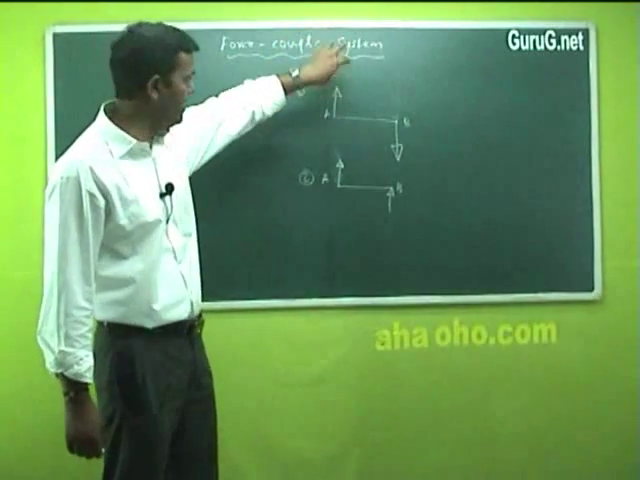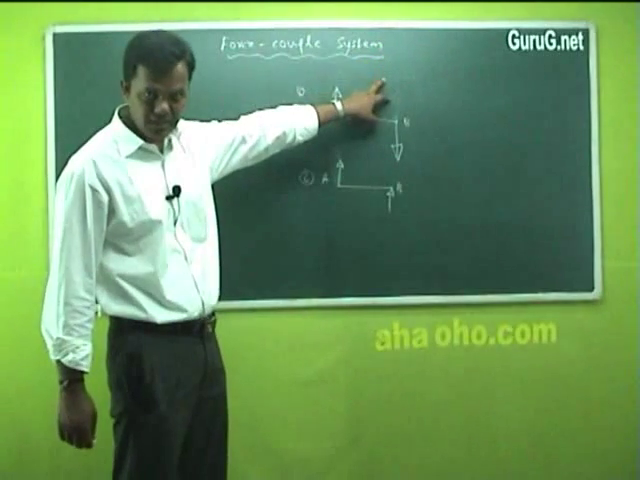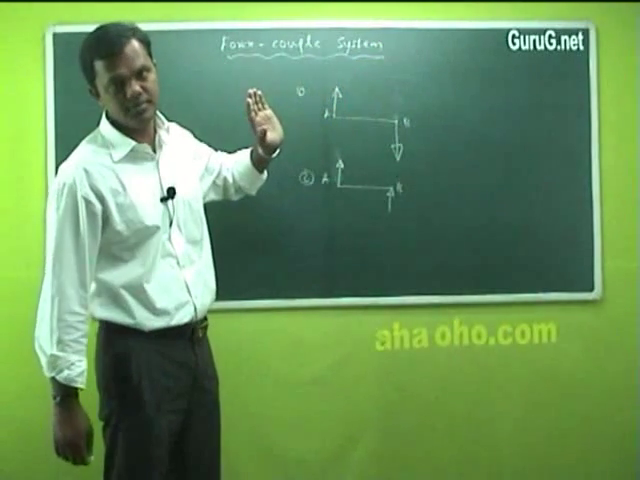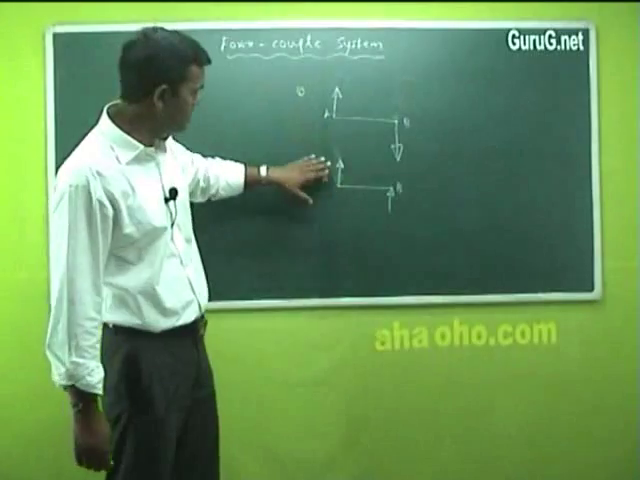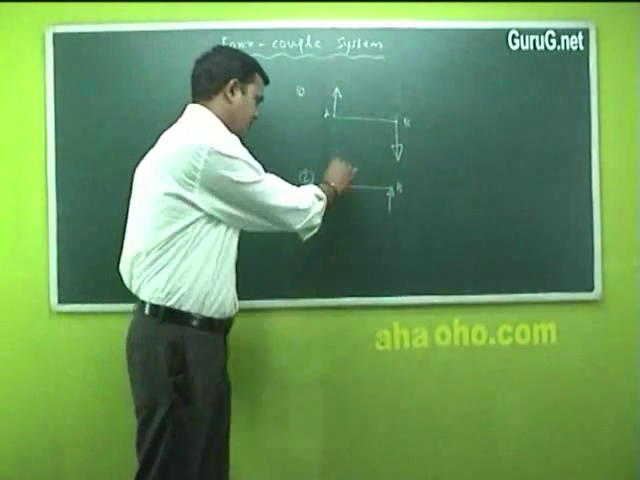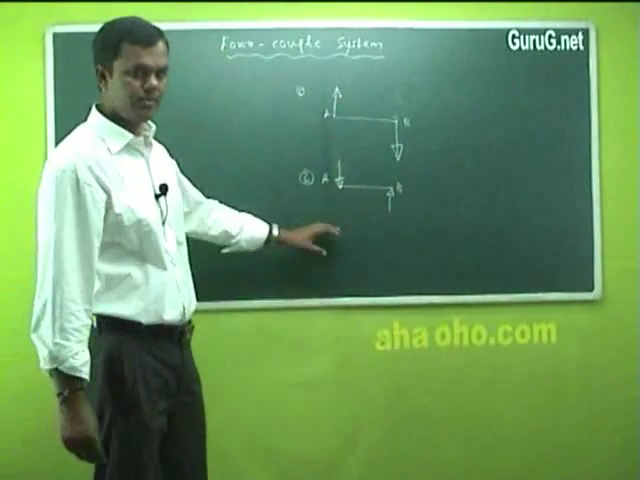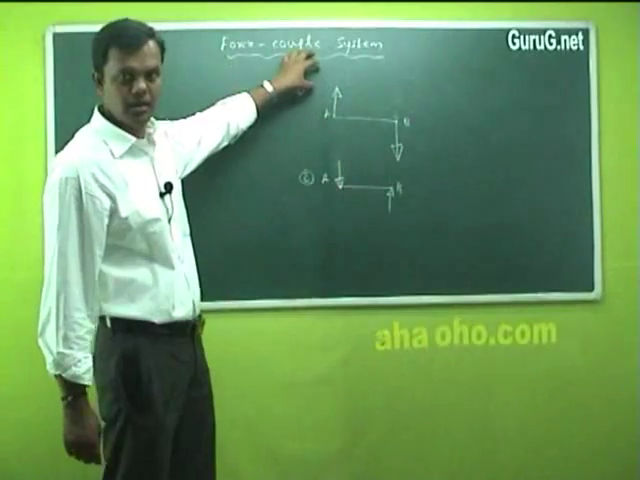That's the meaning of a couple. You have two forces which are parallel to each other but acting in opposite directions. It cannot be in the same direction, so I should change this diagram. This is acting upwards, and the other force should act downwards. Right? So this makes a couple.